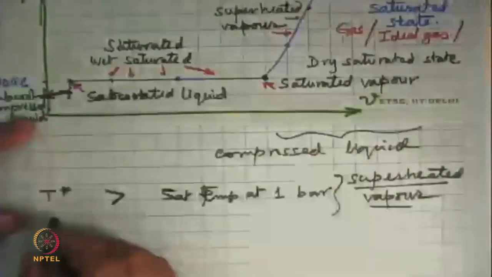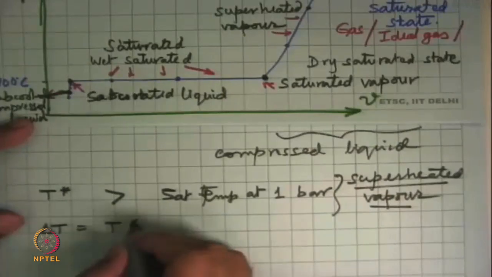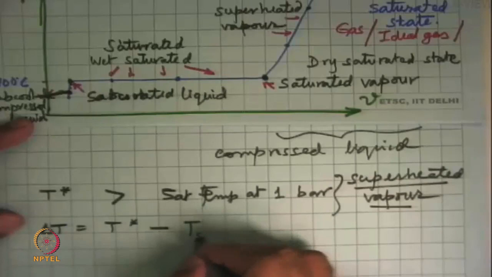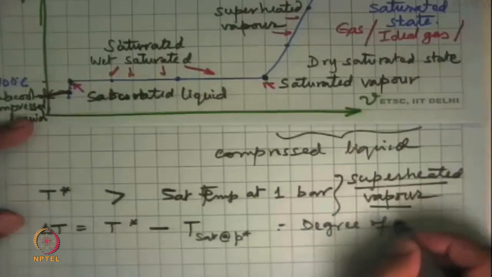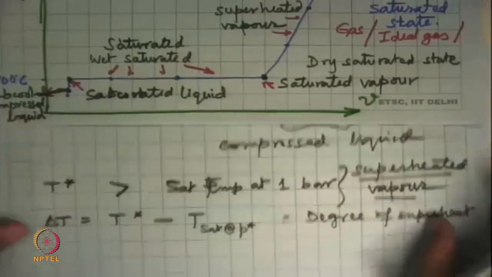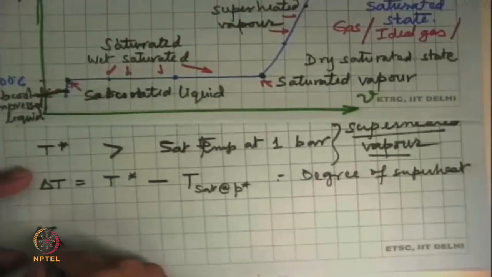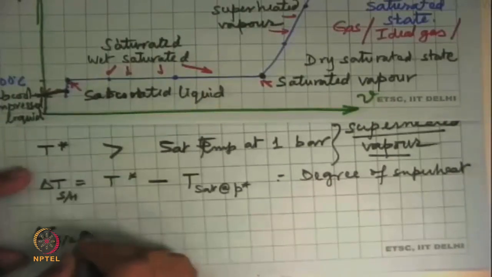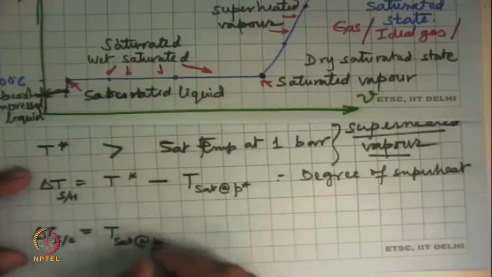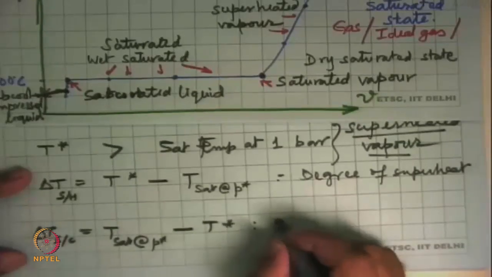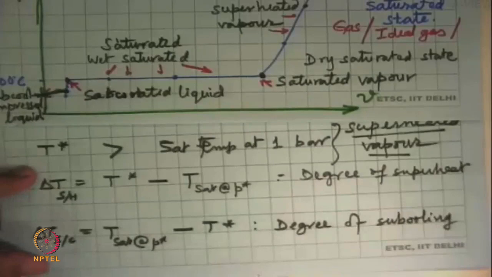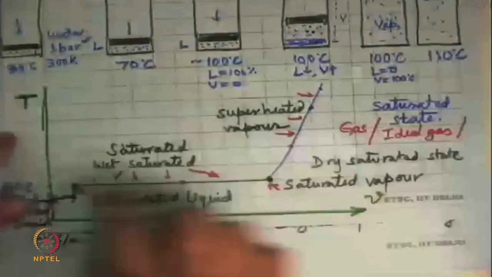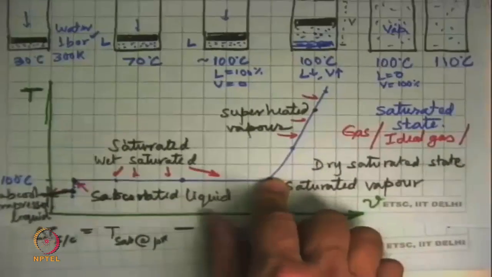We can define one more parameter here as the delta T, which is T star minus the saturation temperature at that pressure, and this is defined as degree of superheat. And similarly, another delta T of subcooling: if this is T saturation at T star minus T star, this is degree of subcooling. And in any saturated state, the pressure and temperature will be the corresponding saturation properties of each other.